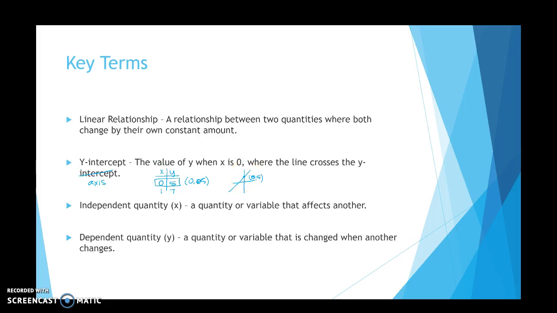The independent quantity is your x, and it is a quantity or variable that affects another. The dependent quantity is a quantity or variable that is changed when another one changes. So it depends on the independent. Independent could be like number of hours, or units, and generally the dependent could be cost or total. So the dependent will change at a constant rate as the independent changes.